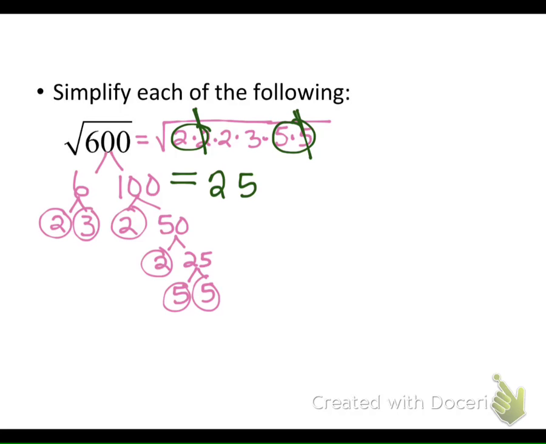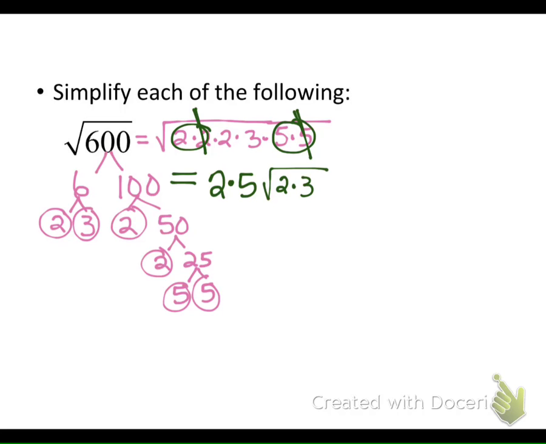What am I going to put between that 2 and the 5? A times. The multiplication sign. I draw my square root. Now what's stuck on the inside? 3. So 2 times 3.